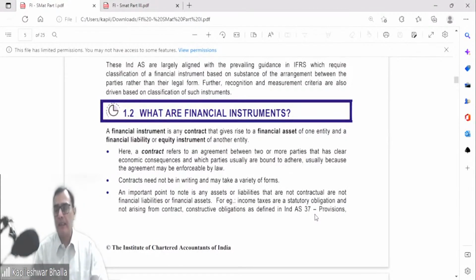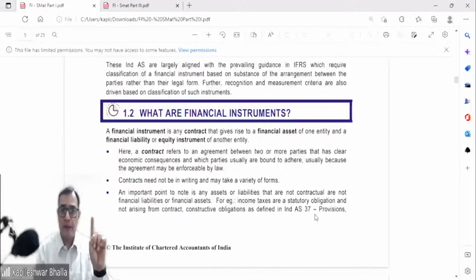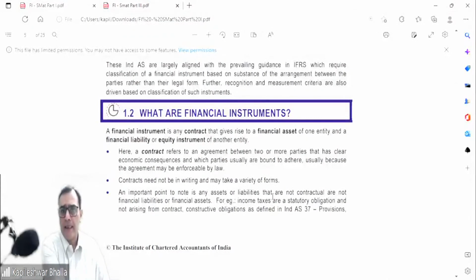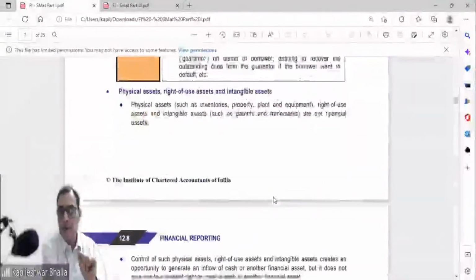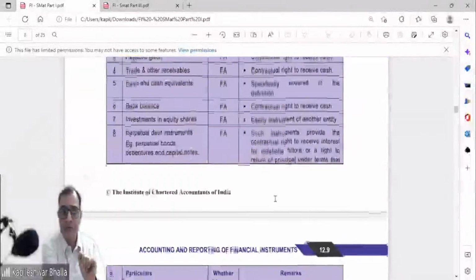So let's now understand the three terms one by one. We're going to understand a financial liability, we're going to understand equity instrument, and then we're going to understand the financial asset. Okay. So for this purpose, I am now going to take you to the definition of a financial liability. So I am on the study material unit number 1.